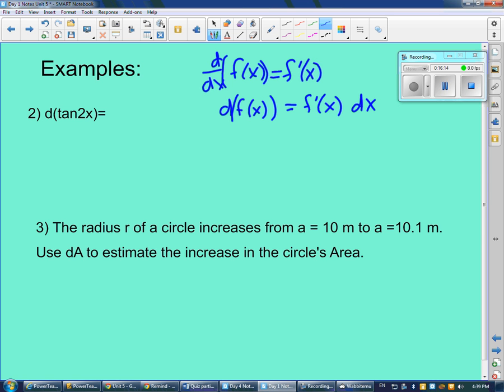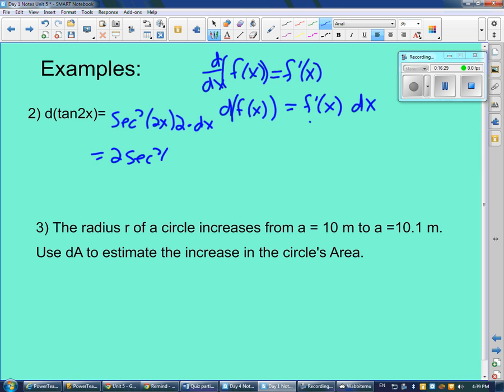Okay. So when they write it like this, they just want you to take the derivative and multiply by dx. So the derivative of tangent of x is secant squared of 2x times 2, and then we have to put the dx, and I'll just put the 2 in front. And that's it. Then you're done.